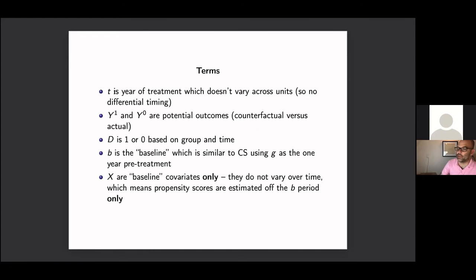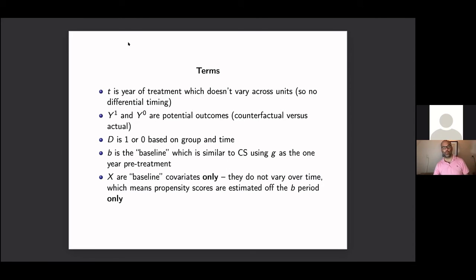All right, so T is going to be the year of treatment. We're only going to have 2 groups. The treatment will not vary across units, so there won't be any kind of staggered rollout or differential timing. Our notation is going to be potential outcomes, Y1 and Y0. D is going to take on a value of 1 or 0 based on group and time. So that's a dummy based on whether a unit is treated. B is going to be the baseline period. And X is going to be baseline covariates only.